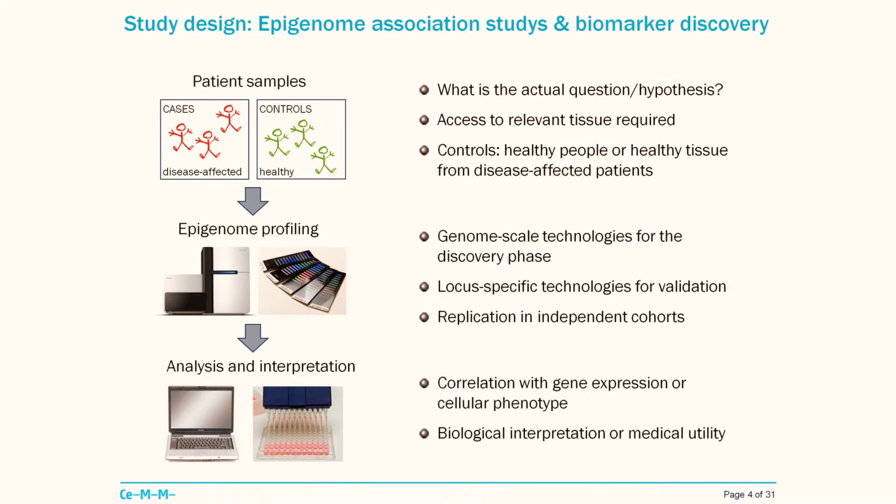Controls are also a more critical point than in classical genome-wide association studies, because there is the chance of actually using matched control from the same patient, which, where it makes sense, can substantially increase the statistical power. For epigenome profiling during the discovery phase, obviously you use genome-scale technologies, but then there's also quite some value to locus-specific technologies when it comes to validating in thousands and thousands of samples.